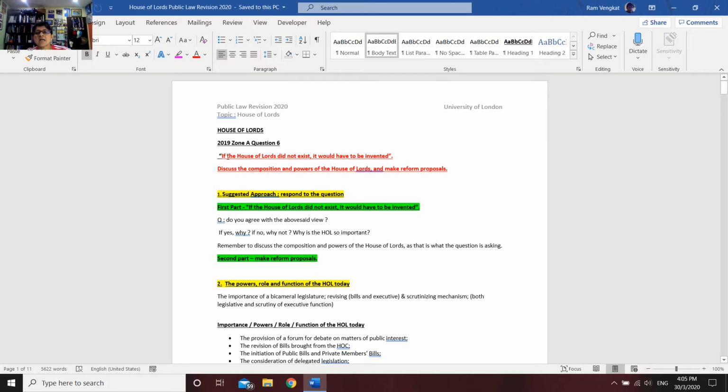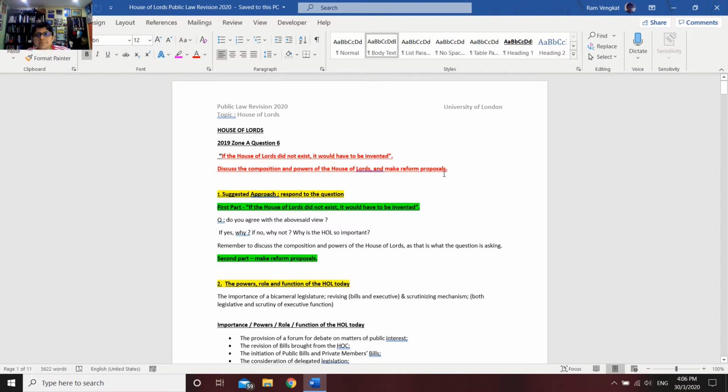You will see that I've put the question, and this is a 2019 Zone A question, in red. Before I read the question with you, I would urge you to be careful with anyone who tells you that the House of Lords is not part of the syllabus. That's simply not true, because if you look at the past year questions, it is true that House of Lords does not come up every year, but it is part of your syllabus because Parliament is part of your syllabus, isn't it? And Parliament is composed of both the House of Commons and the House of Lords.